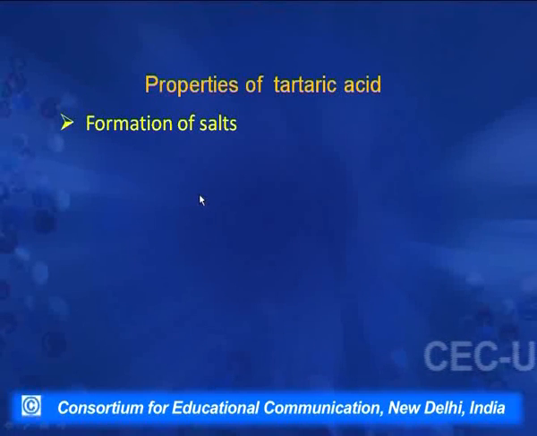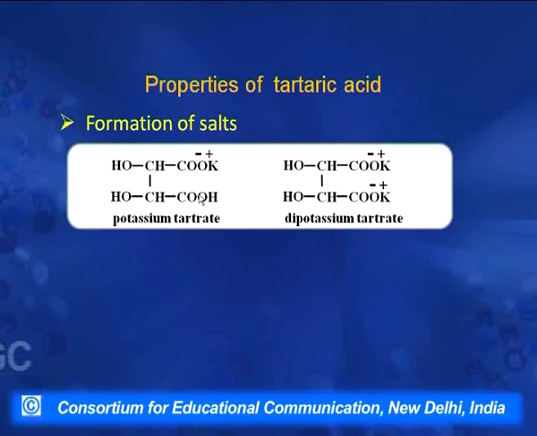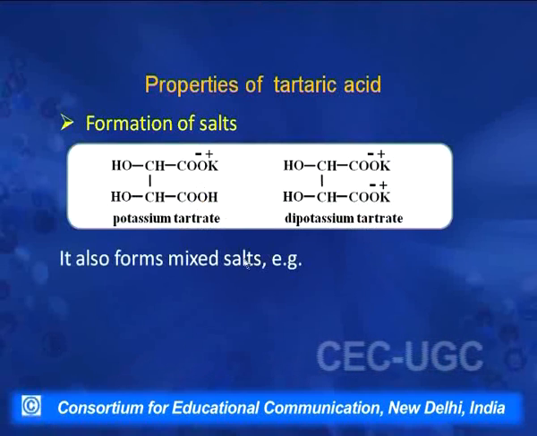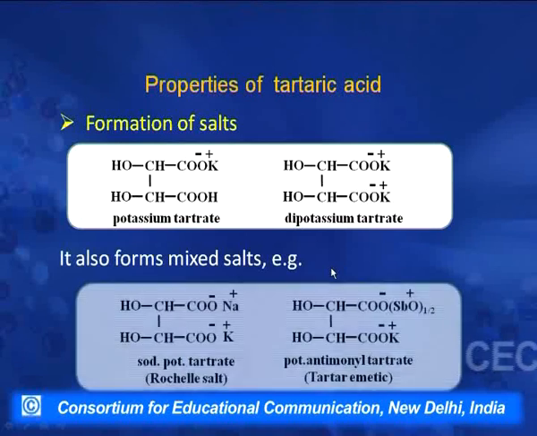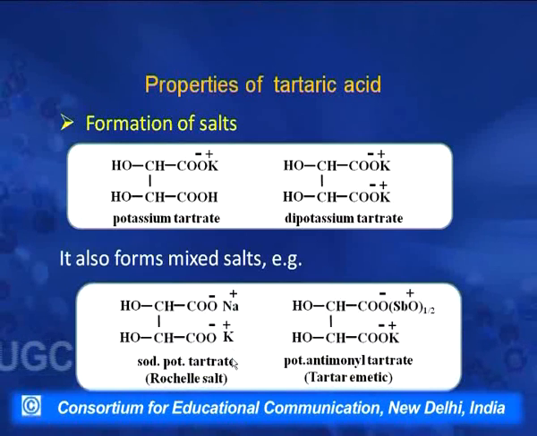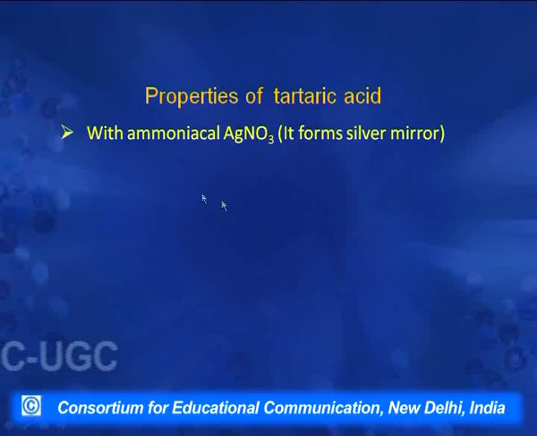Tartaric acid has got 2 carboxyl groups, so it can give 2 series of salts. It is potassium hydrogen tartrate or dipotassium tartrate, and it also forms the mixed salts like sodium potassium tartrate, which is known as Rochelle salt. Then it can be potassium antimonyl tartrate, which is used in medicines.